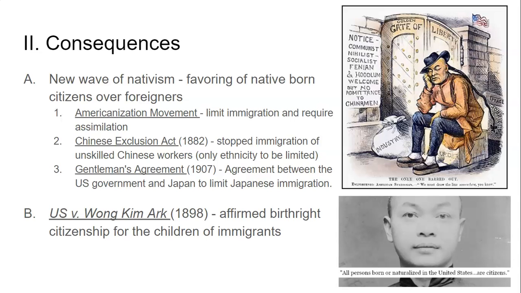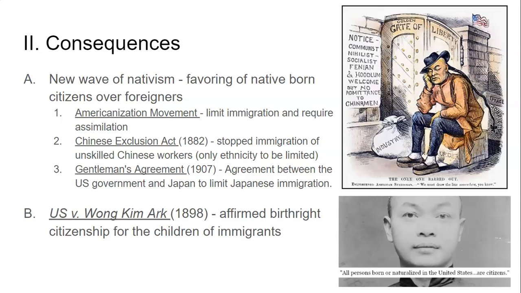And that Chinese Exclusion Act isn't lifted until I think it's after World War II. And then there's the Gentleman's Agreement. This was an agreement between the US government and Japan to limit Japanese immigration, not totally ban it, but just limit it. So you can see there is some legislation that is discriminatory towards immigrants entering the United States.